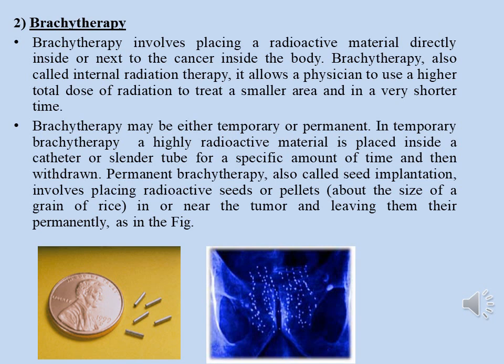In temporary brachytherapy, a highly radioactive material is placed inside a catheter or slender tube for a specific amount of time and then withdrawn. Permanent brachytherapy, also called seed implantation, involves placing radioactive seeds or pellets, about the size of a grain of rice, in or near the tumor and leaving them there permanently, as in the figure.